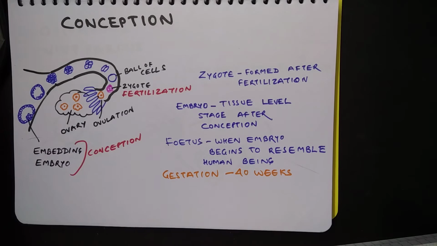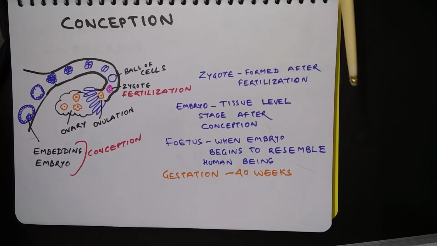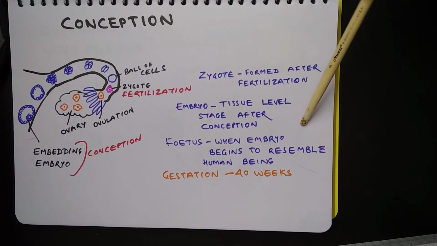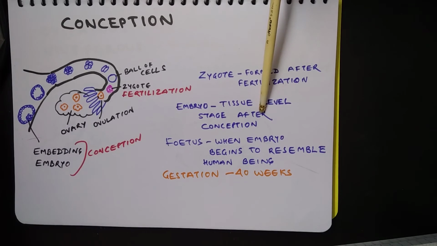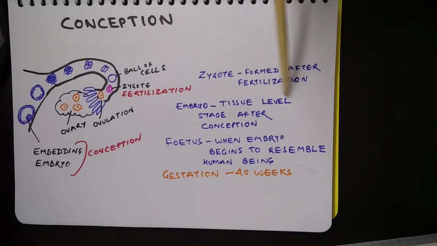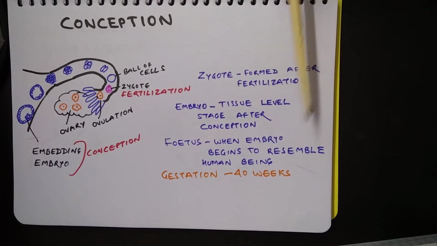Then comes the fetus stage. After many rounds of division and development, various tissues end up forming different organs. So hands, legs, head, all of them are gradually formed. So when the embryo begins to resemble a human being, it is called a fetus. Okay, so the difference is embryo is tissue level stage, fetus is when it starts resembling a human being.